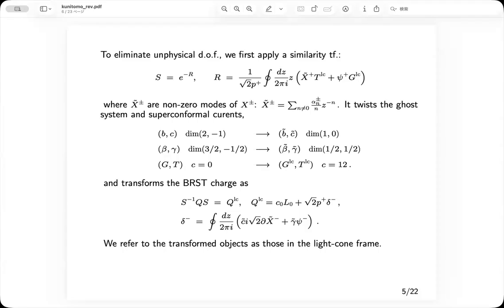It also transforms the BRS charge, which has this form, Q_LC. One part is the kinetic term, and the other is the genuine BRS charge, delta minus. Delta minus is given by this form, and this is just simple. This makes the transverse mode and the ghost mode just simple. We refer to this transformed object as those in the light-cone frame.